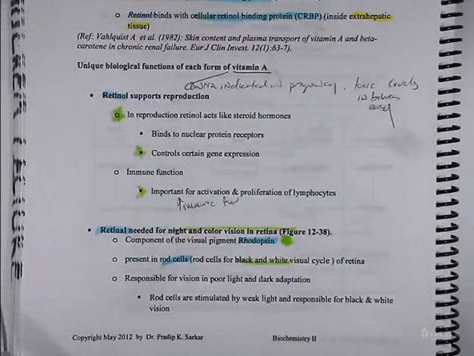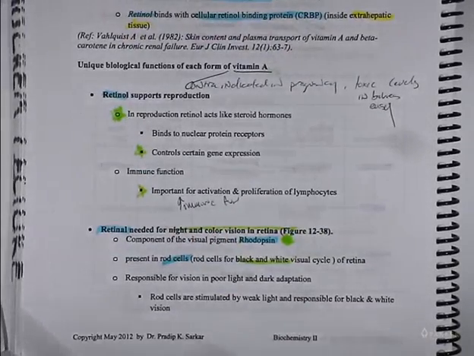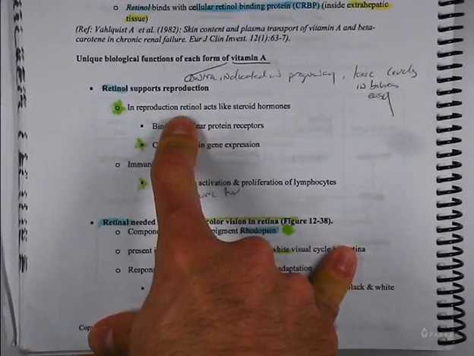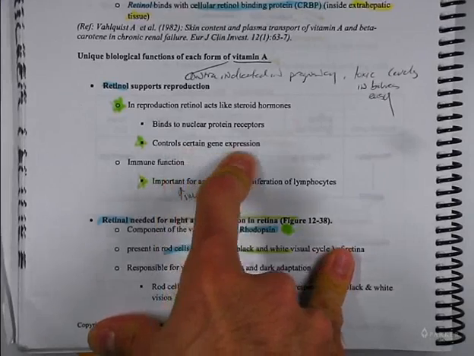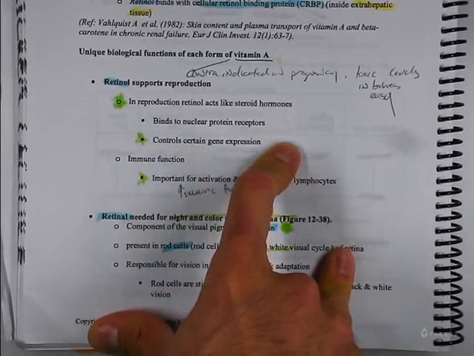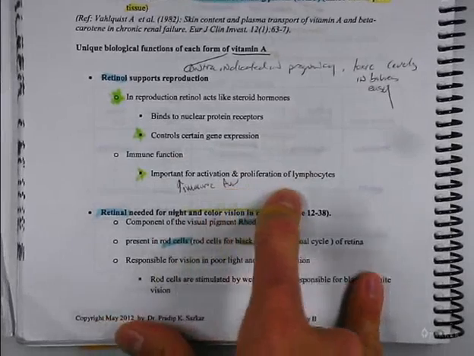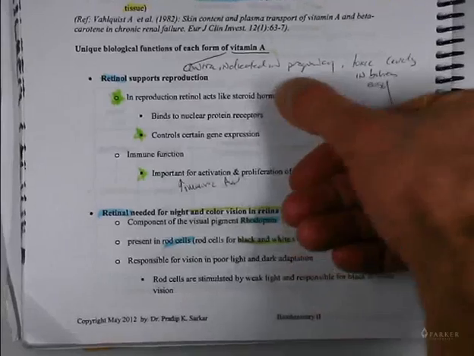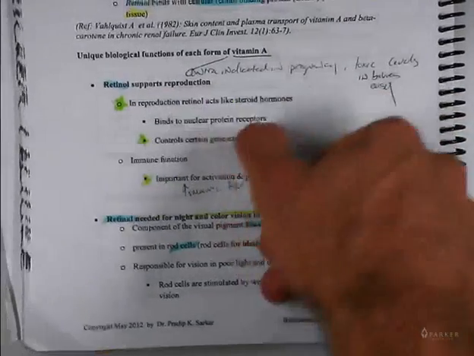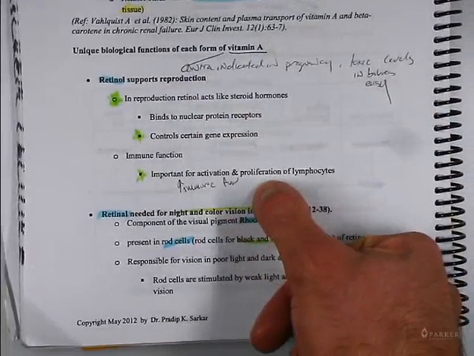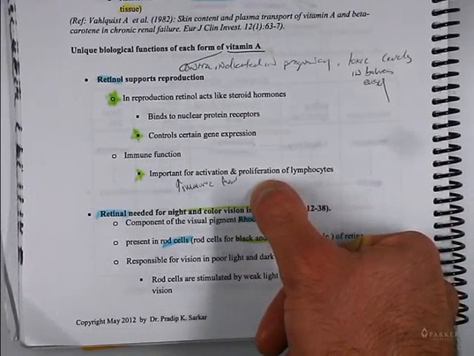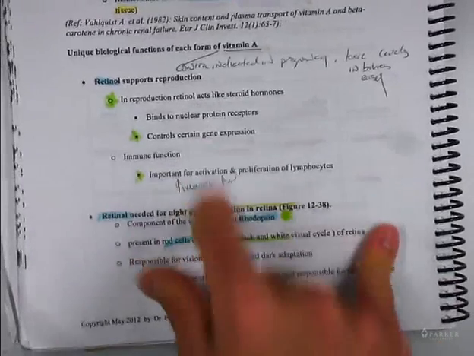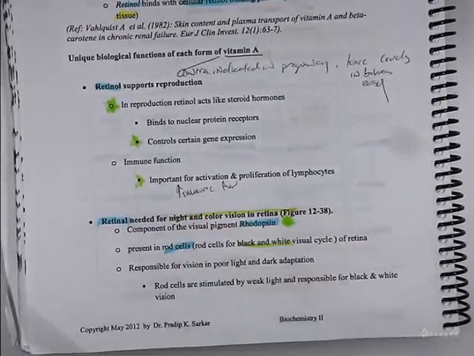Now, here's where the TQs come from, or start to come from. Retinol supports reproduction, and it supports gene expression, and it's important for activation and proliferation of lymphocytes, which means it increases immune function. So vitamin A is important for reproduction, gene expression, and immune function.